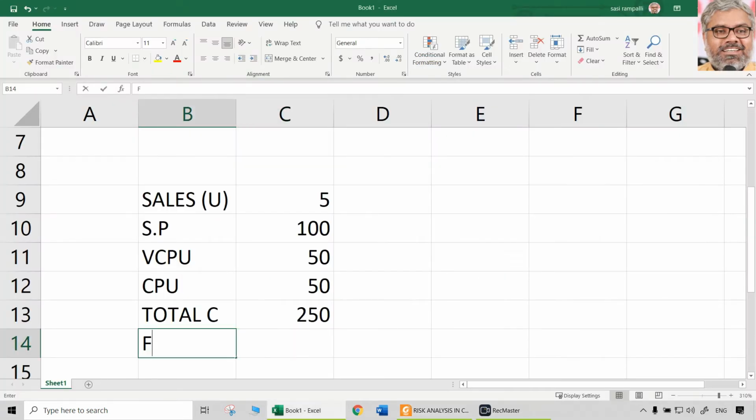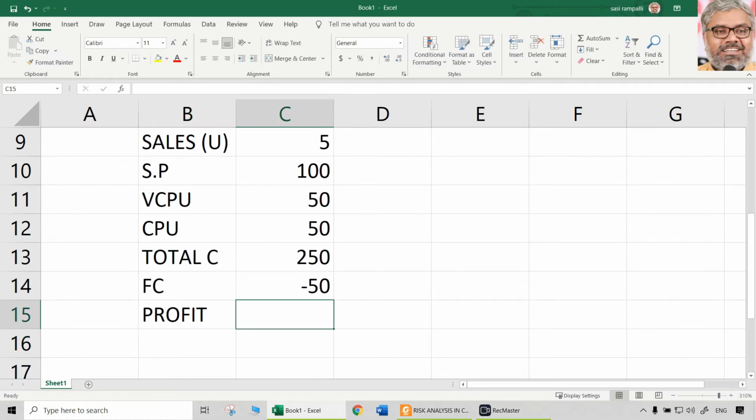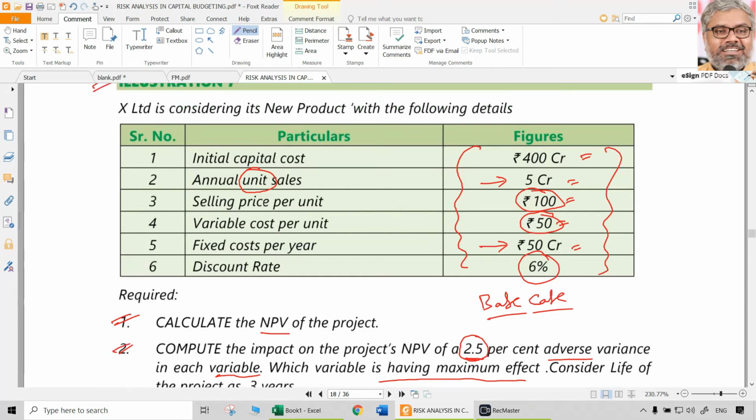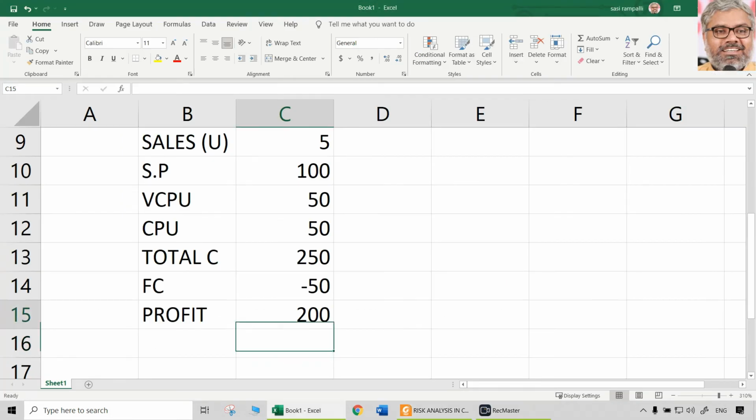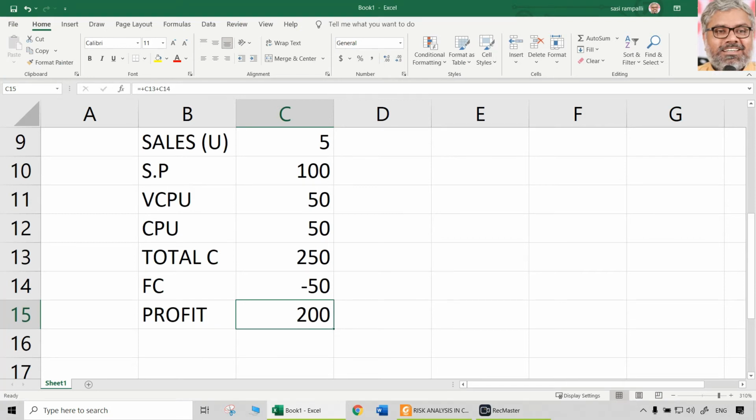Then fixed costs each year are going to be 50 crores. Then what is going to be profit? That is 200 crores. In this case, no tax rate is given, so we can ignore tax. Depreciation, how much, all those things are not there. So simply whatever the profit is, that itself will be the cash flows, but not necessarily in all cases. If depreciation and tax rate are given, then profit will have to be converted to cash flows. But in this case, since those details are not there, profit will be 200 crores each year.